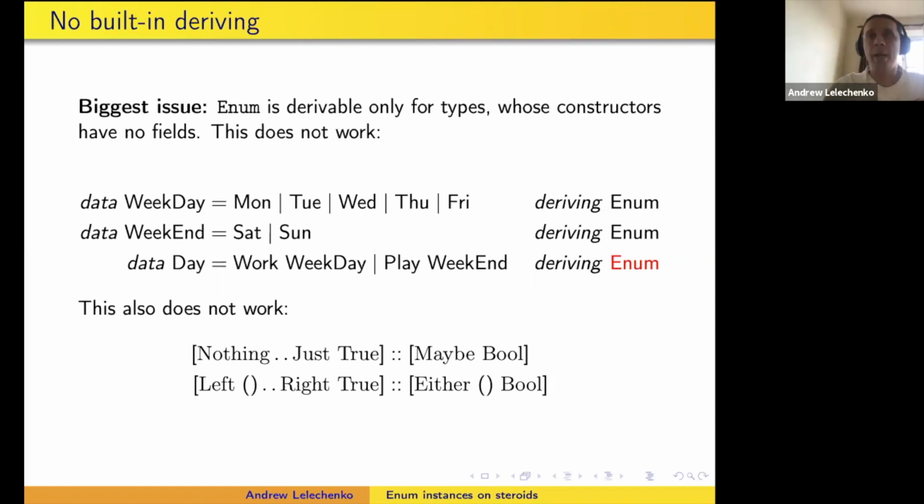And the reason why deriving of enums is so much limited is that basically it's not that easy. If you want to derive an enum for day, how would our function which converts values of type day to int look like? So if we have constructor work and weekday, then we can convert it to int easily, just using fromEnum function of the underlying data type weekday, which has its enum instance.